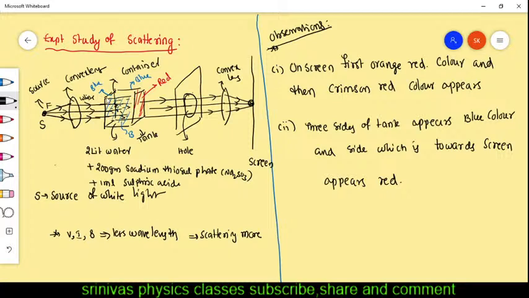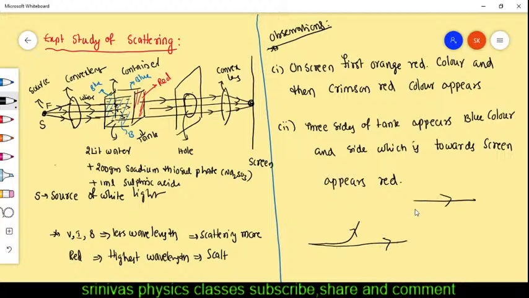That's why the three sides will appear as blue color. And one more is red color. What about the red color? Red color has the highest wavelength. Highest wavelength means its scattering is less. Scattering is less means it will not deviate. Okay, scattering means going to the side, but scattering is less means it will not go to the side. It will go straight.